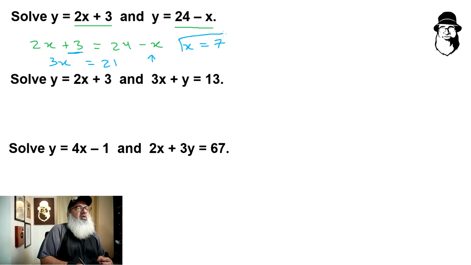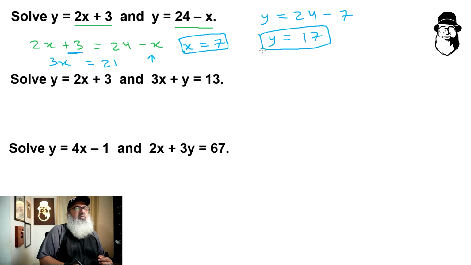Now this value of x is equal to 7 we can substitute again in any one of the equations. So let's take this one, it seems easier. y is equal to 24 minus x, that is 7. So y is equal to 17. That's our answer: x is equal to 7 and y is equal to 17.